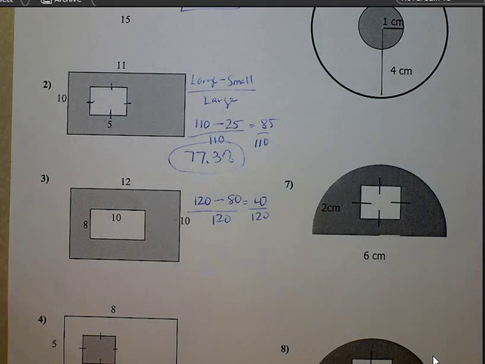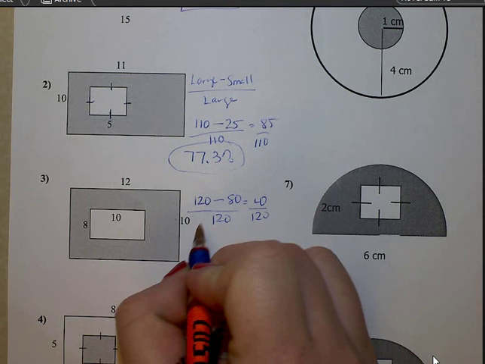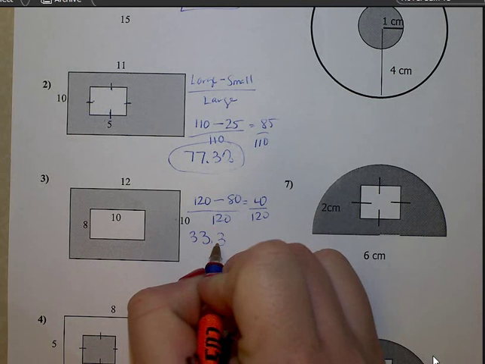And now we're going to take 40 divided by 120. And 40 divided by 120, a lot of you are just able to do that in your mind. But that's 1/3 or 33.3%.